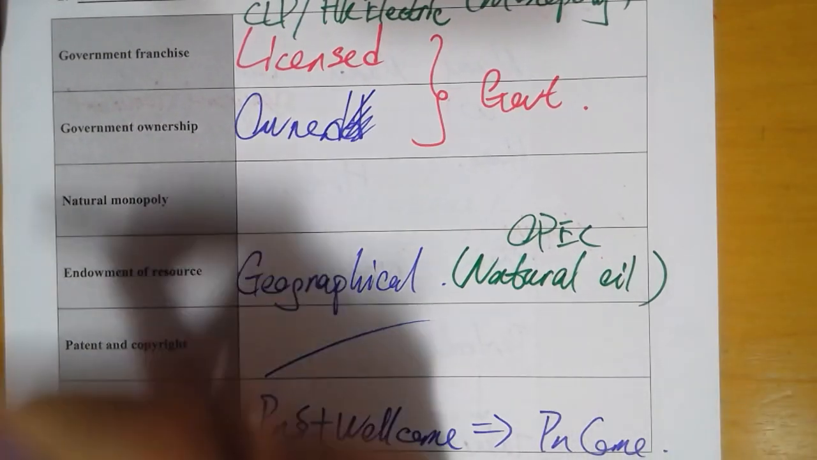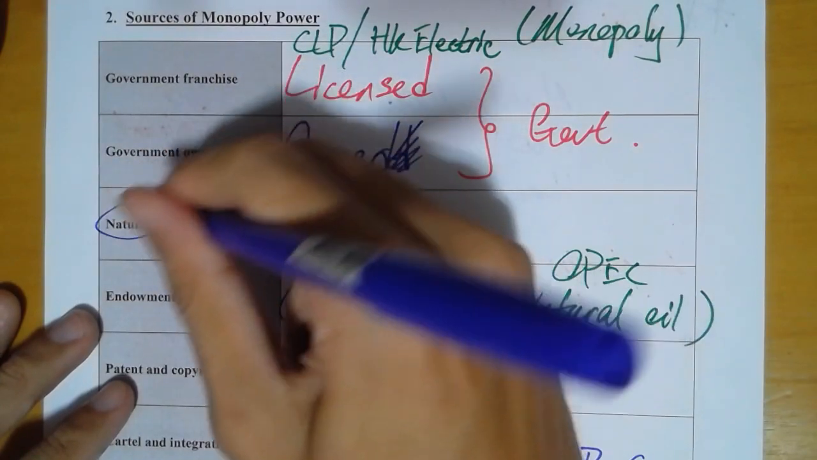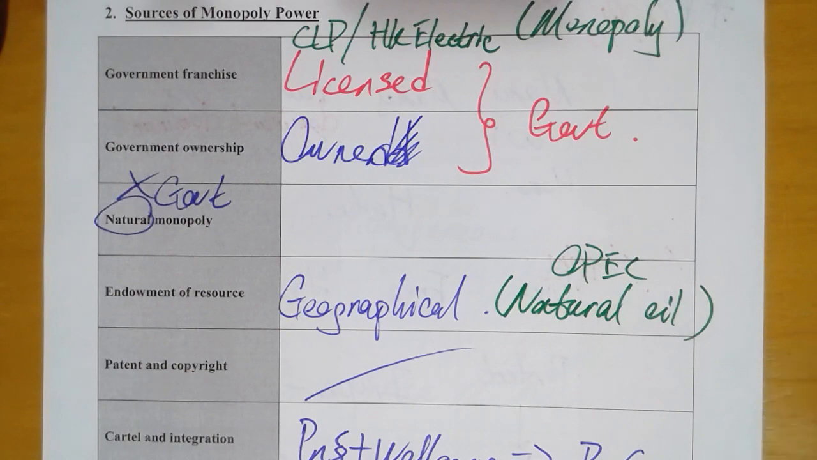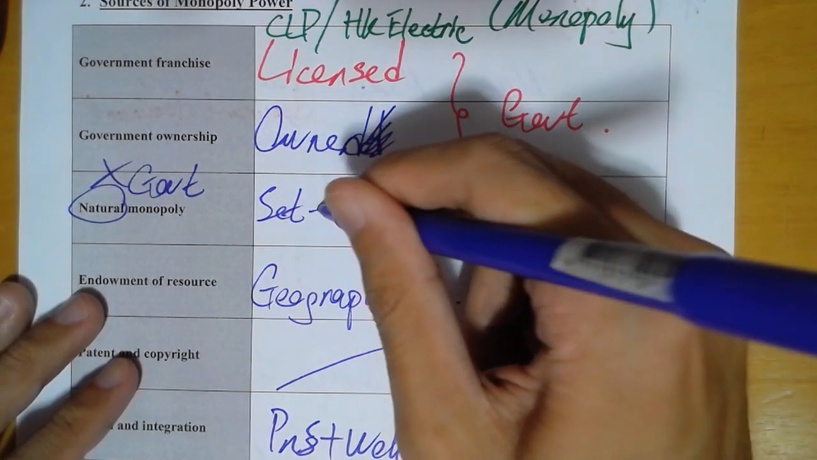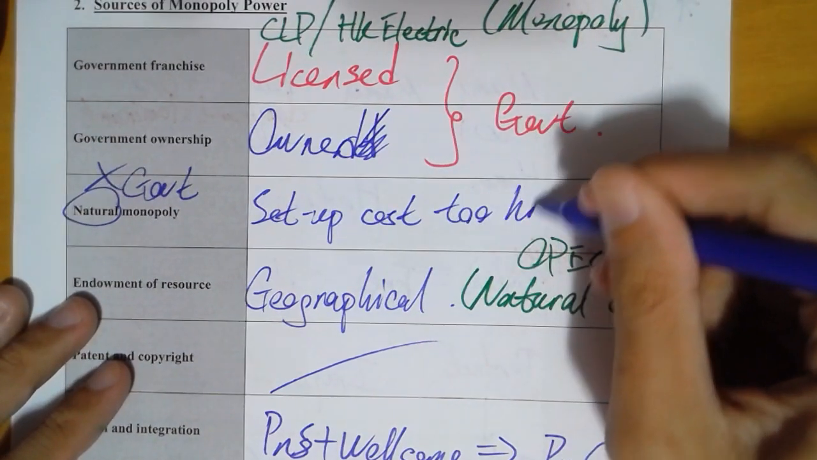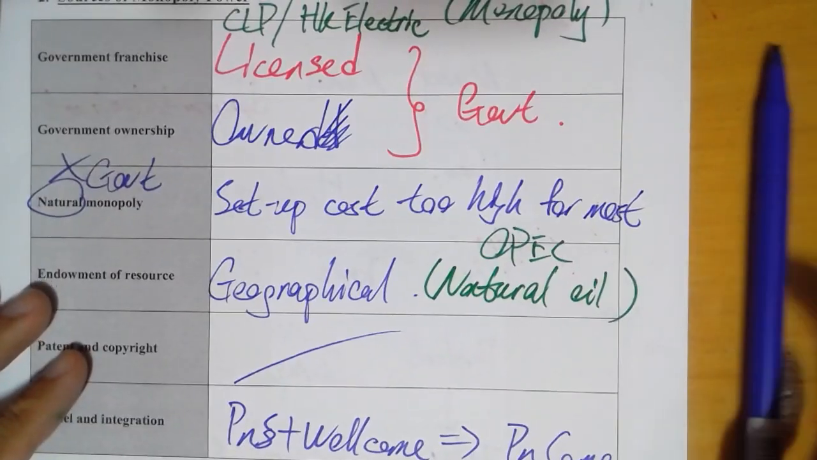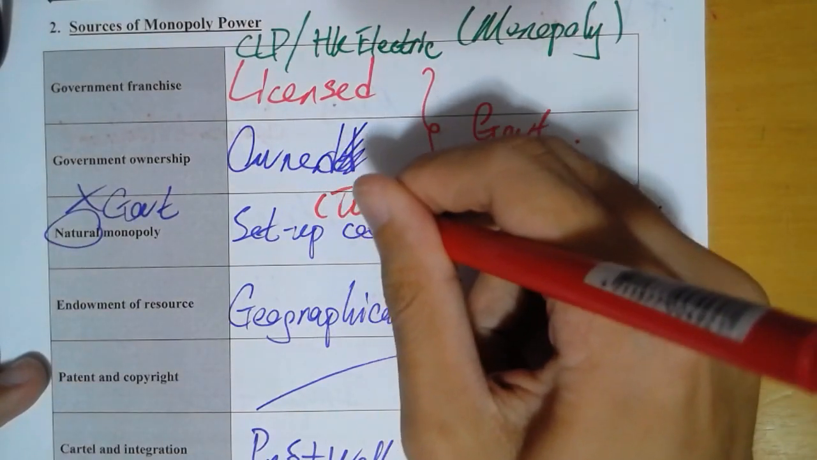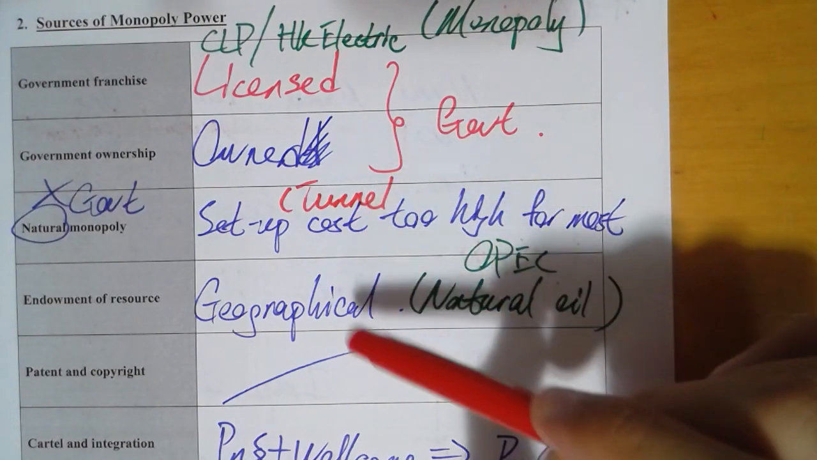Right, now finally, natural monopoly. Now, in what sense natural? Natural meaning that without the government doing anything. 咁有幾 natural 啊？In fact, we are talking about when the setup cost is way too high for most people. 係咪啊？ Typical example, we are talking about a tunnel. You need a lot of capital to dig a tunnel, right?